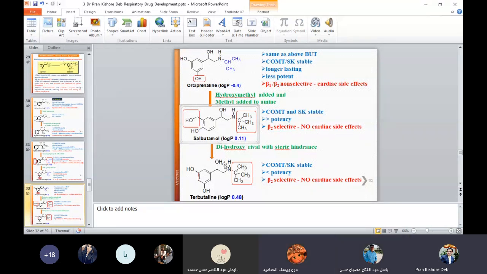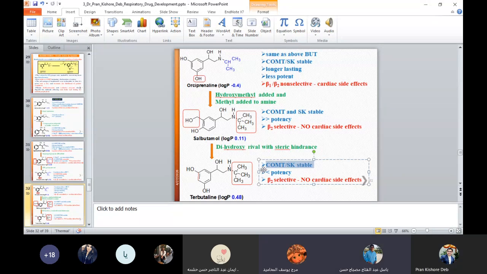Okay. So when you see terbutaline, you know already. It is stable to COMT and MAO, but less potent as compared to salbutamol. Okay. You know why it is less potent?